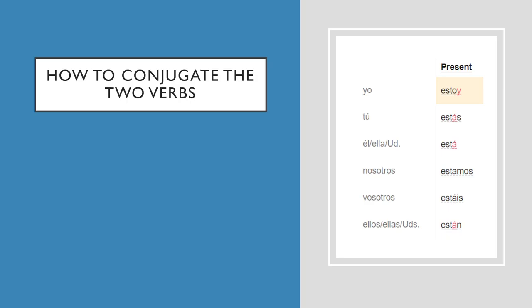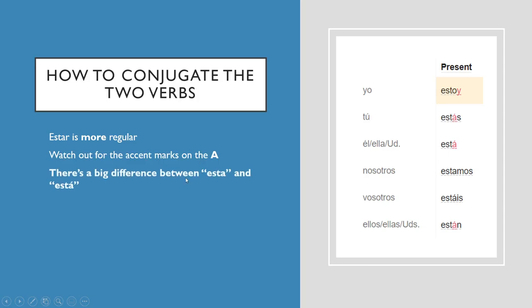Estar, on the other hand, is more regular. However, in this word, unlike other Spanish verbs, we need to look out for the accent marks on the A, such as in tú estás or él, ella, usted está. These accent marks are really important because there's a big difference between esta and está. That difference is esta means this, and está means is. So we really need to be sure that we're putting that accent mark on the word when we need there to be one.